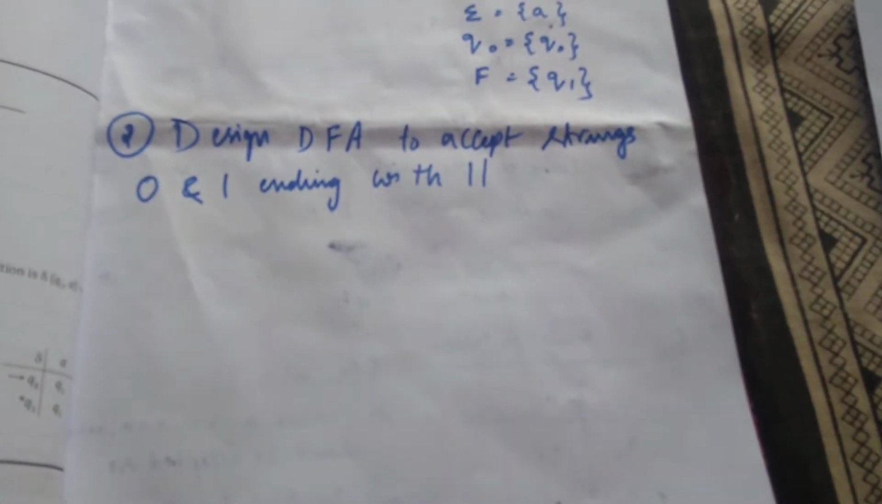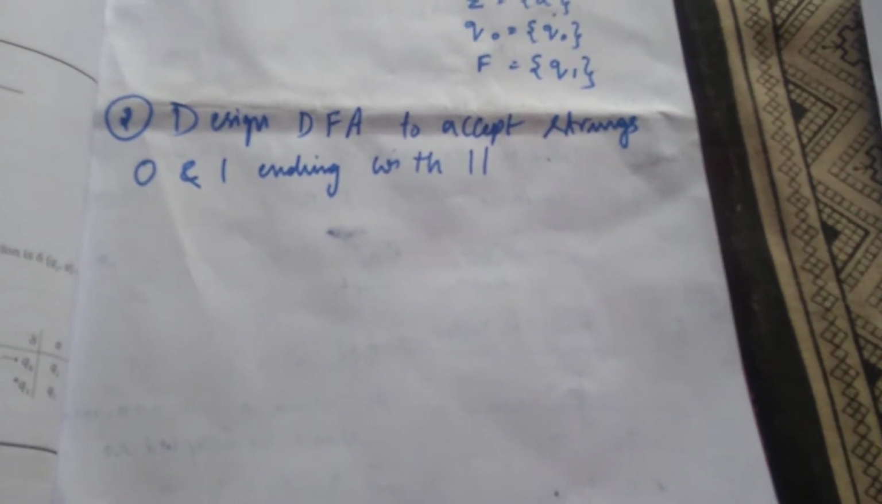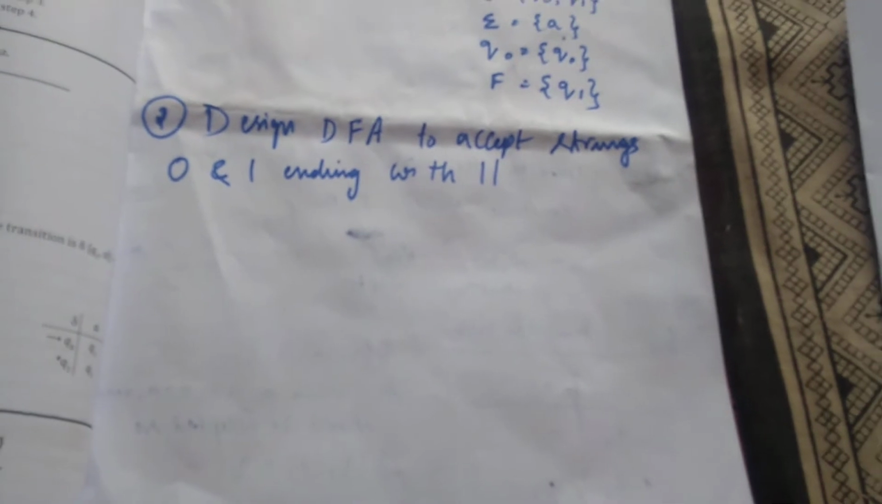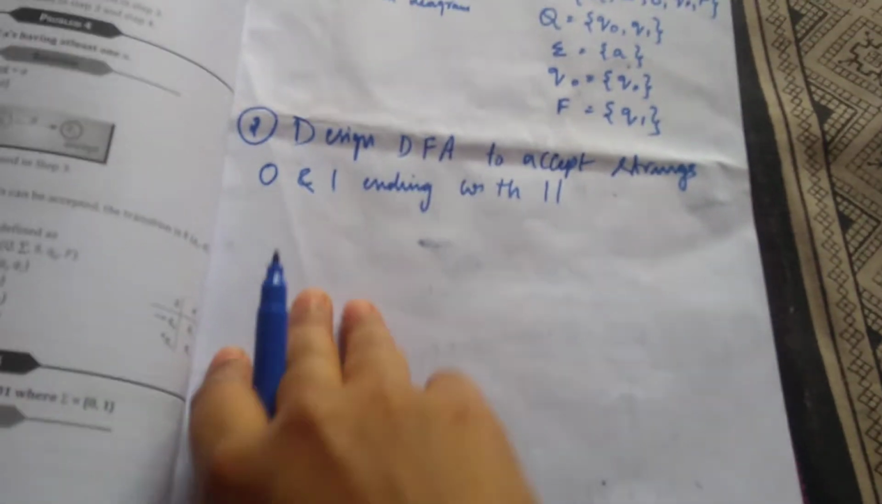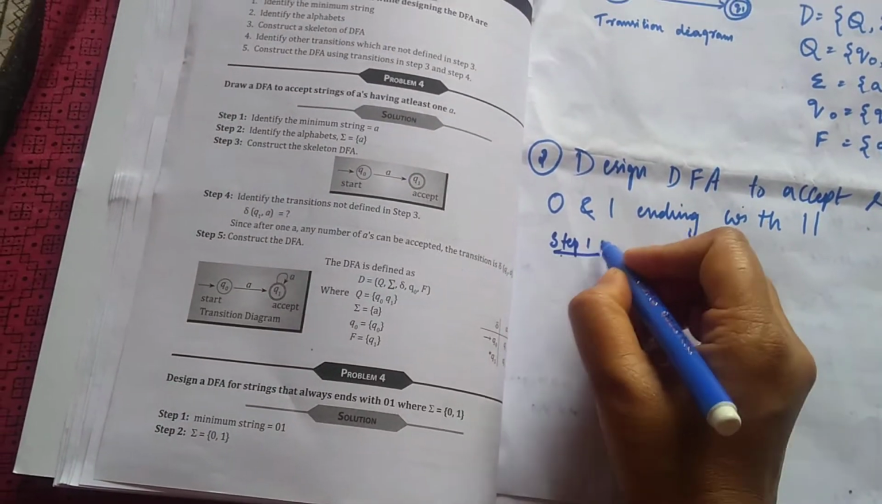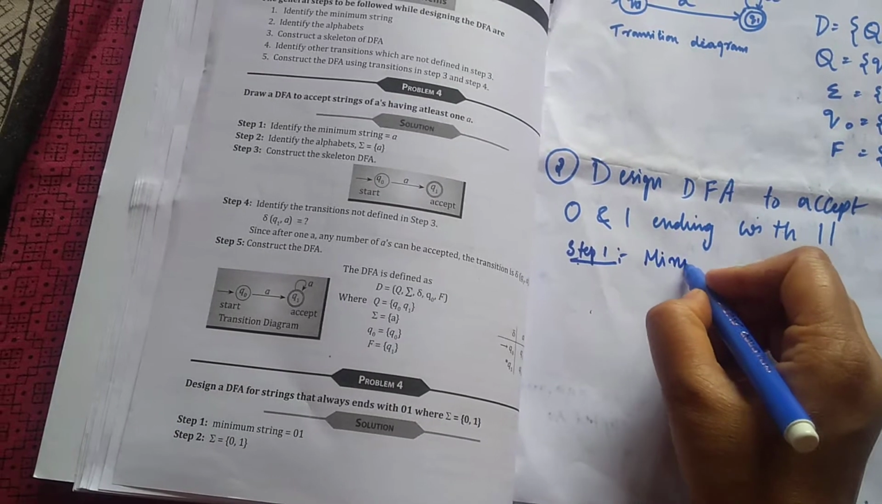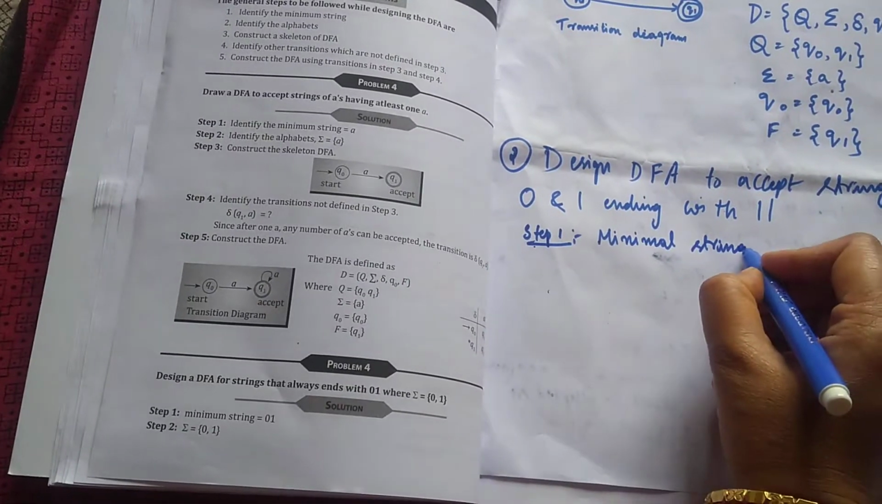Okay, now we will design the DFA to accept the strings over 0 and 1 ending with 1 1. So what is step 1? What is a minimal string?